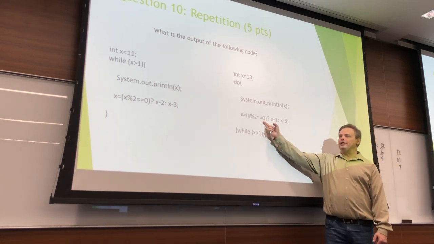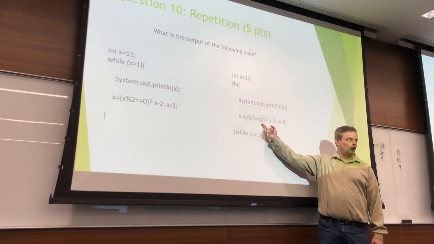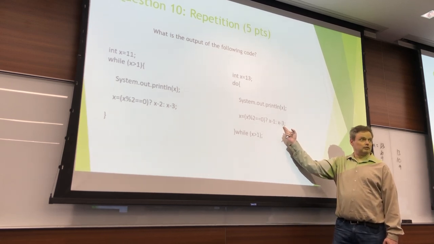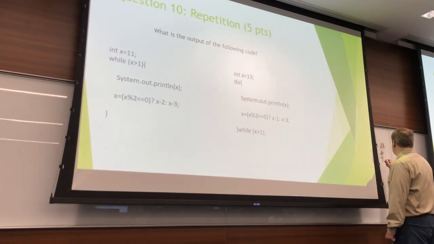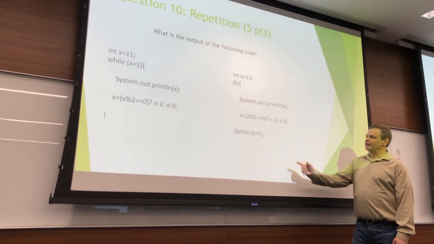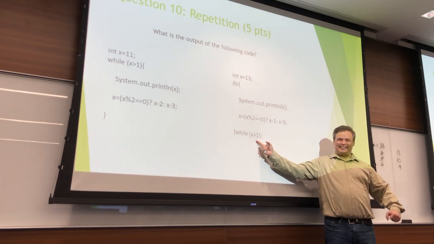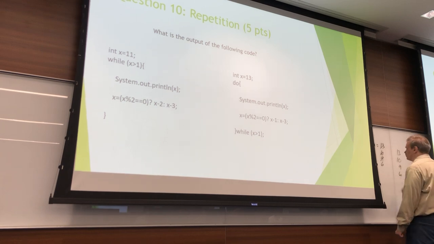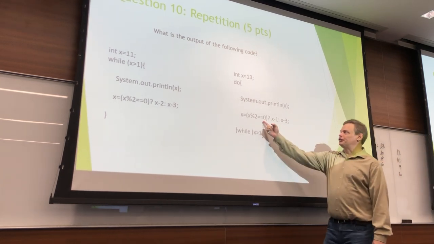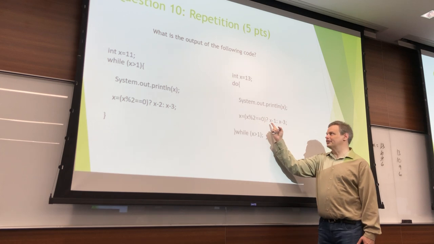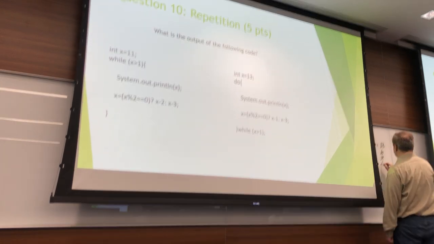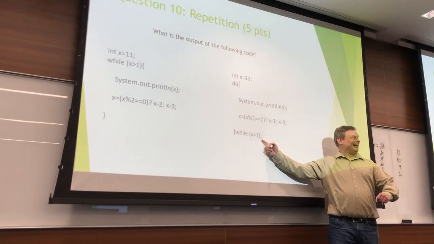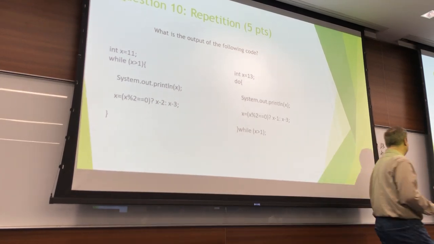Is x mod 2 equal to 0? No. Okay, so we do x equals x minus 3, right? So that becomes 6. Is x greater than 1? Yes. Okay, so we output it. Is x mod 2 equal to 0? Yes. So this becomes 5. Okay. Is x greater than 1? Yes. So we output it.